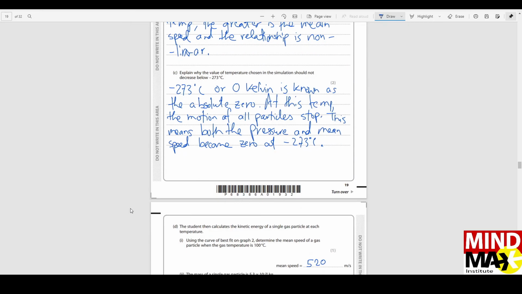Then explain why the value of temperature chosen in the simulation should not decrease below -273. So -273 is what? It's a very special temperature. It's called 0 Kelvin or absolute zero. At this temperature, motion of everything stops. So if motion of everything stops, there is no point going below it, because at -273 everything has stopped moving. So there is no point going below a place where everything has already stopped moving, right?